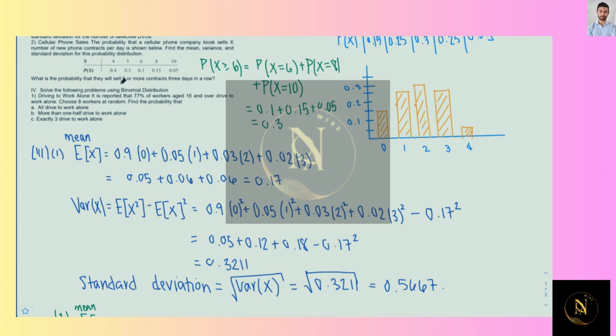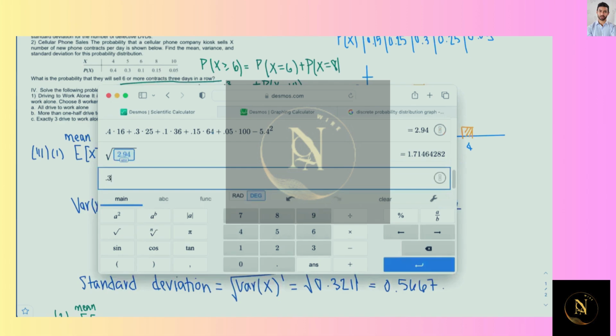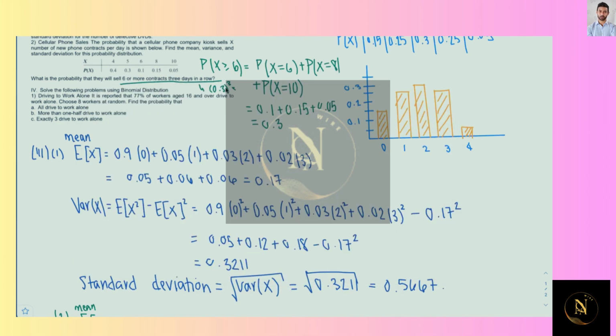So the probability that they sell 3 days in a row is going to be 0.3 cubed. 0.3 cubed is 0.027. So very unlikely. Okay, last one.